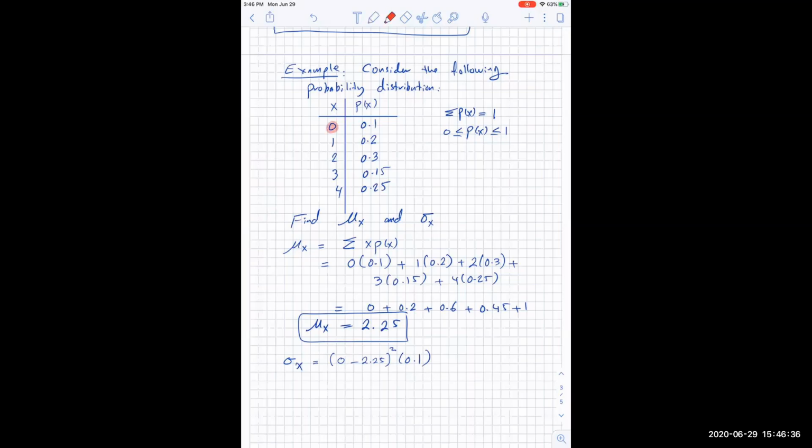Take each x value, subtract the mean, take the square of the difference, and multiply by the probability of that x value. I'm going to write the formula again. Sigma x is equal to the square root of the sum of x minus the mean squared times the probability of x.